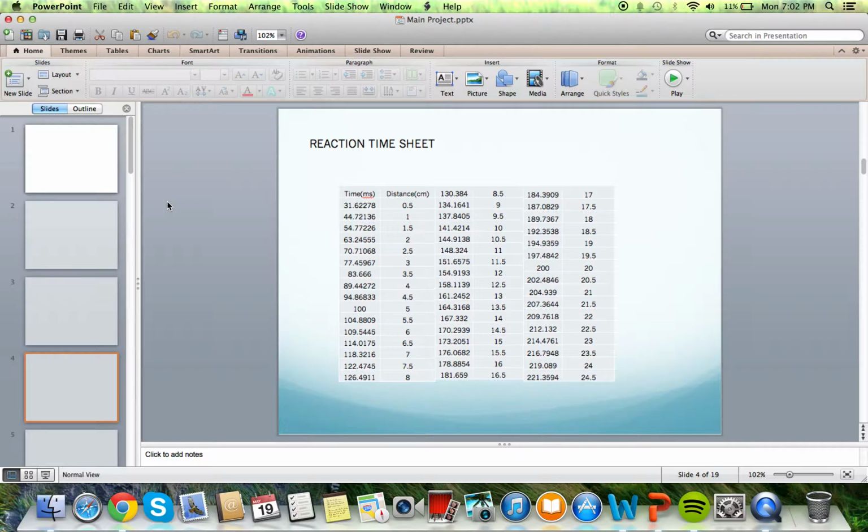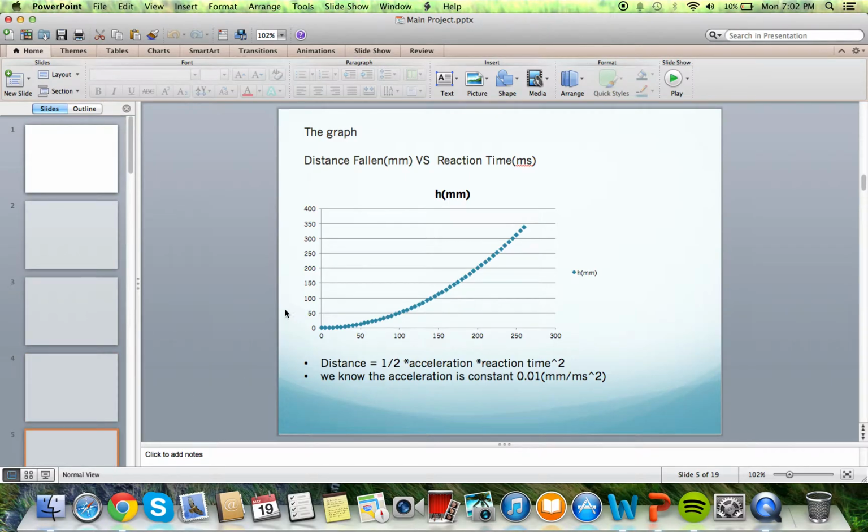So here's basically the reaction time sheet with the distance in centimeters in steps of 0.5 centimeter. We got the time in ms: 31.62, and then with the distance of 10 centimeters we get 44.72, and the rest is below in this table. And then this is my graph.